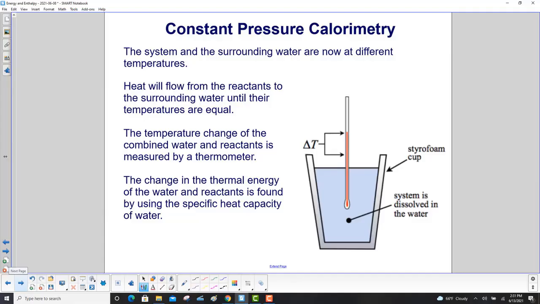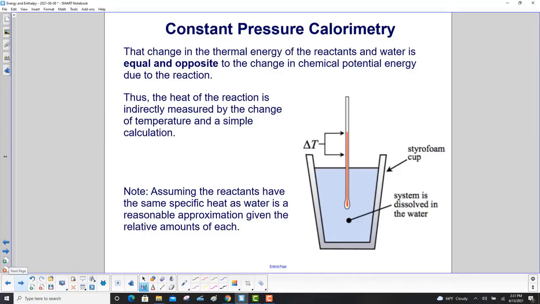The system and the surrounding water are now at different temperatures. Heat will flow from the reactants to the surrounding water until their temperatures are equal. The temperature change of the combined water and reactants is measured by a thermometer. The change in the thermal energy of the water and reactants is found by using the specific heat capacity of water.